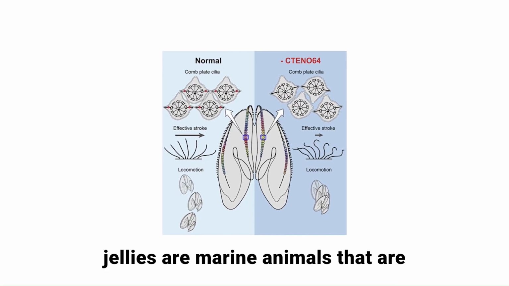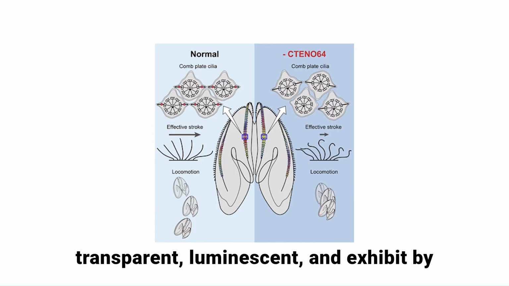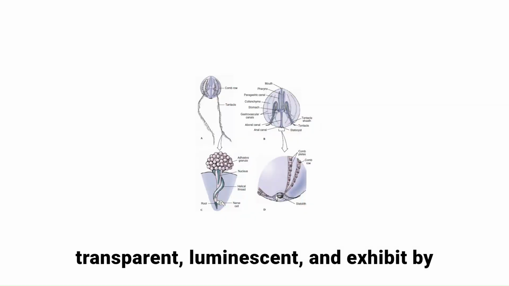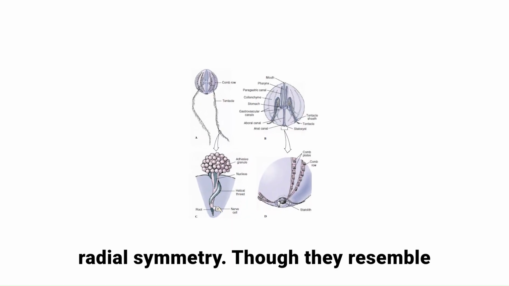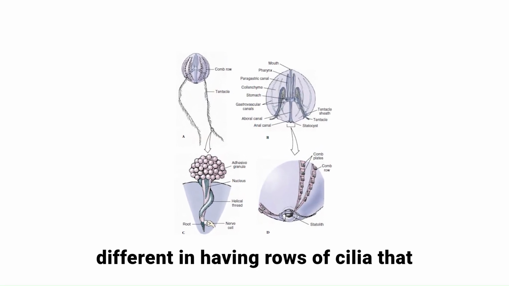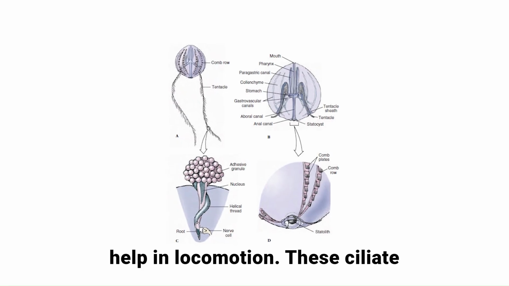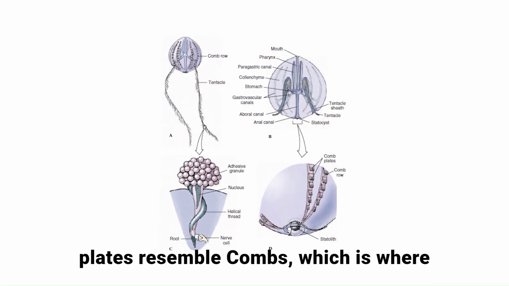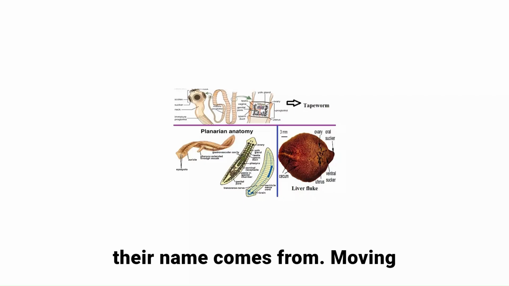Ctenophora, or comb jellies, are marine animals that are transparent, luminescent, and exhibit biradial symmetry. Though they resemble cnidarians in some ways, they are different in having rows of cilia that help in locomotion. These ciliated plates resemble combs, which is where their name comes from.